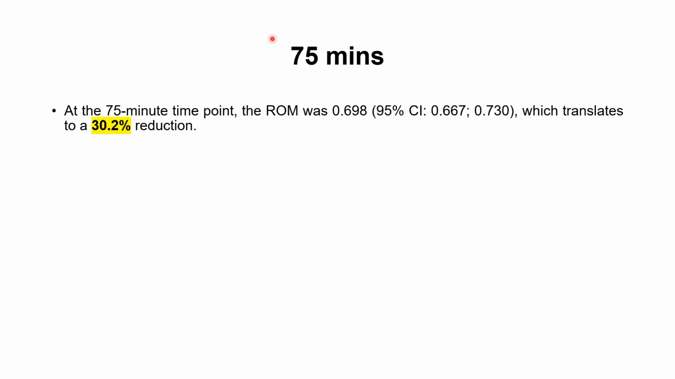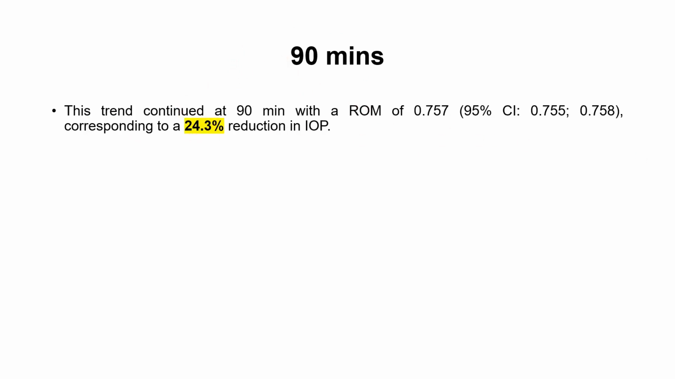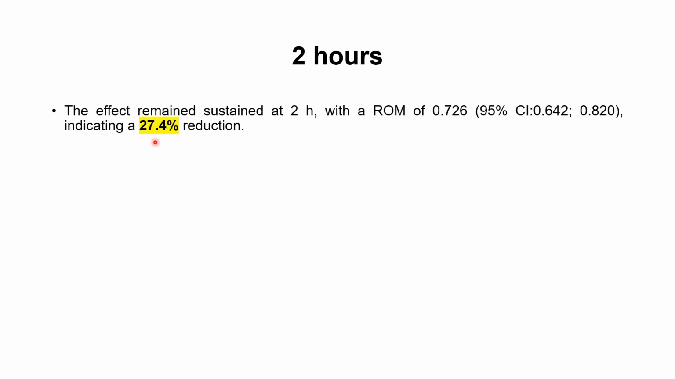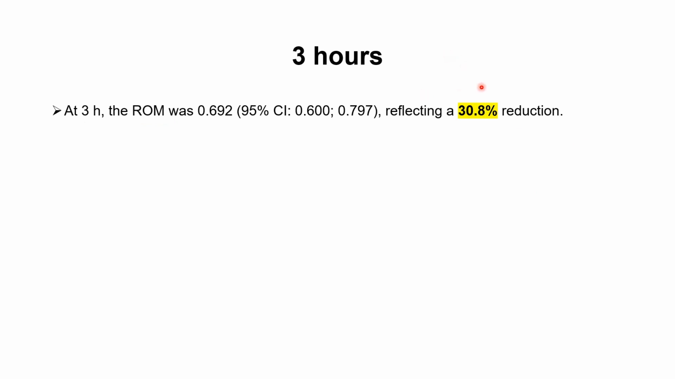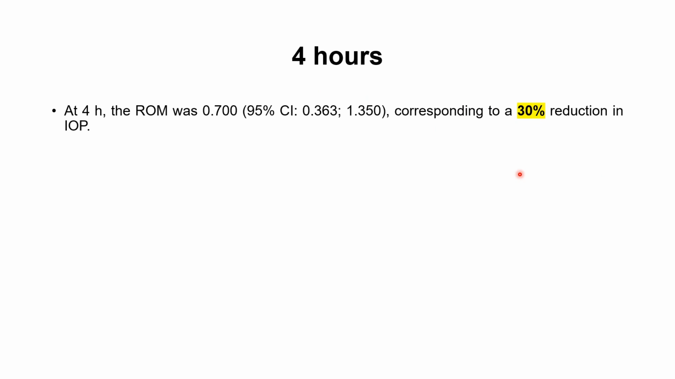At 75 minutes, the reduction was 30.2%. So here is the starting point of the maximum reduction effect, more than 30% from the baseline IOP, at 75 minutes. At 90 minutes, the reduction was 24.3%, but at 2 hours it reached 27.4%. At 3 hours, the reduction was 30.8%, and at 4 hours it was 30% from baseline, and all of these results are statistically significant. So IOP was reduced at all time points from 30 minutes until 4 hours in vitrectomized eyes.